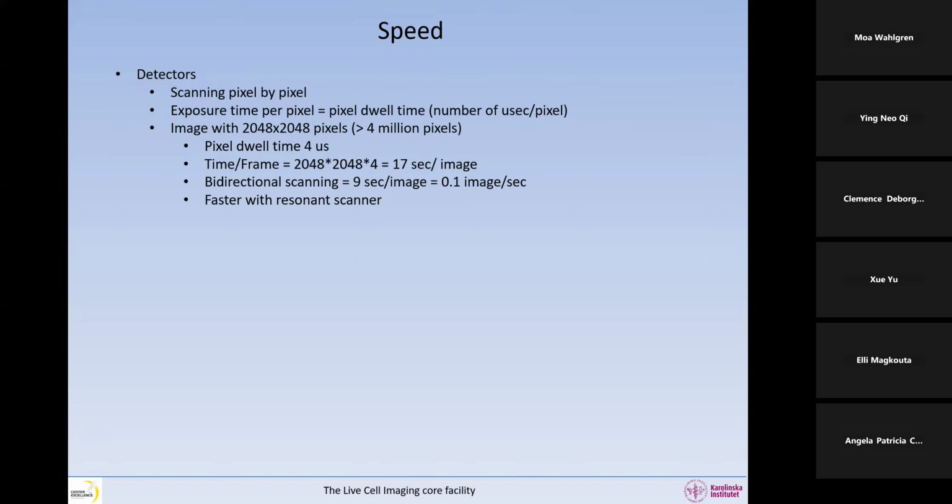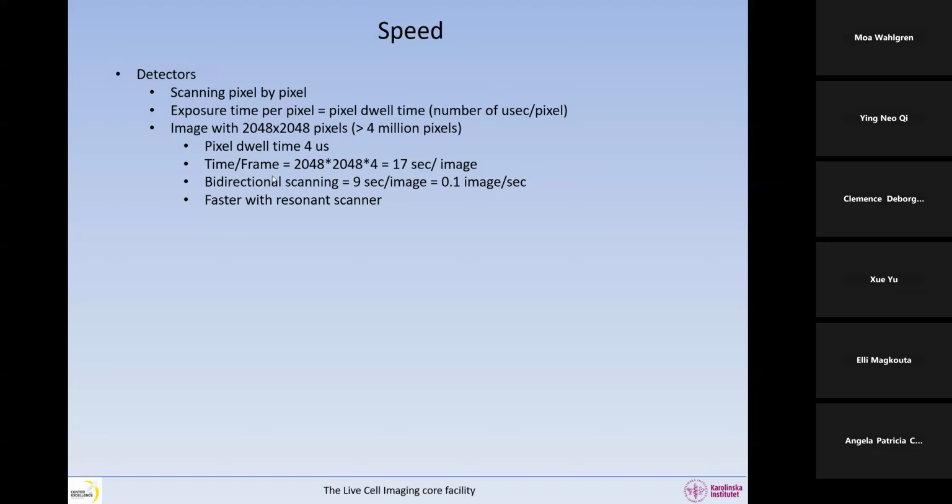And then we know that we can image with lots of different pixels, and that depends on the scanner and the number of spots that we have chosen in the software. So if we have a pixel dwell time of, for example, 4 microseconds, and we image in this way, so we have 2048 by 2048, the image will take 17 seconds altogether. So you can see that it takes quite a lot of time when we have lots of pixels.